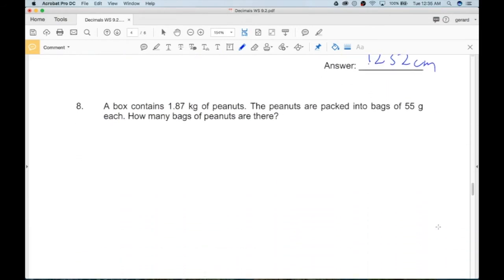Okay, question 8. A box contains 1.87 kg of peanuts. Peanuts are packed into bags of 55 grams. Another conversion question. First, you have to convert 1.87 kg into grams. Remember I taught you before, we actually have to multiply by 1000 here. So the decimal shifts by 1 place, 2 places, 3 places, giving grams. Check. 1 kg is actually 1000 grams. Yes, this makes sense.